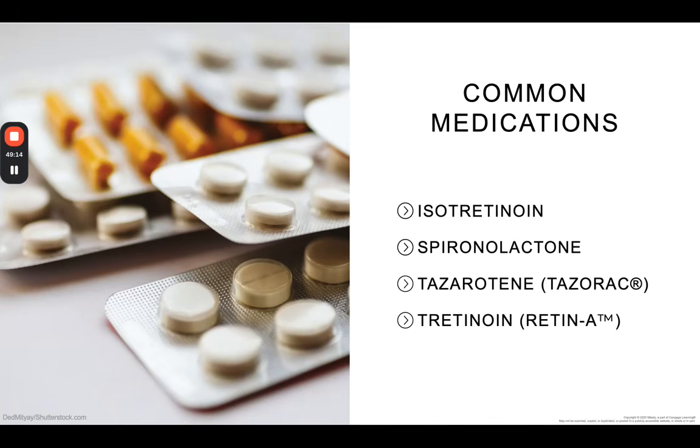Overall, all of these medications are going to be drying to the skin. Some of them even thin out the skin. So if your client is taking any of these medications, you just want to make sure that you're doing your diligence in knowing how they affect the skin and knowing what you should and should not do to your client's skin if they are using any of these medications.